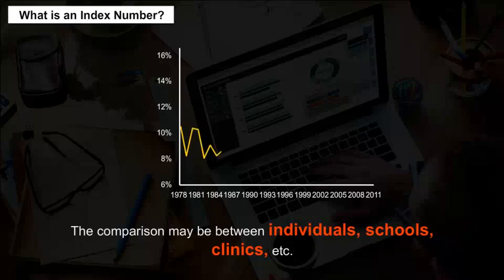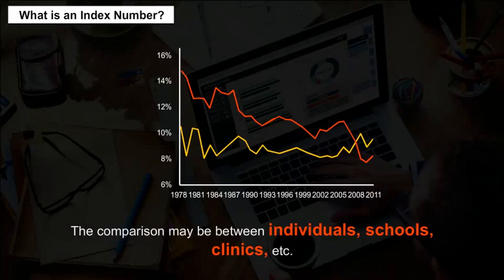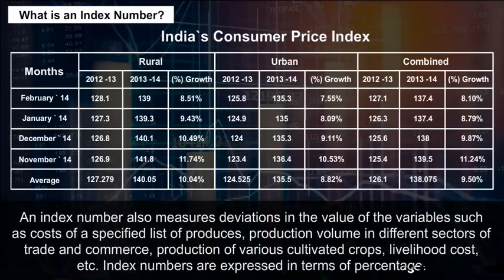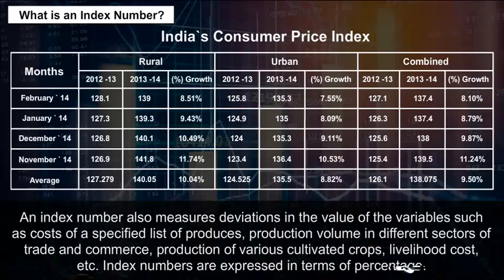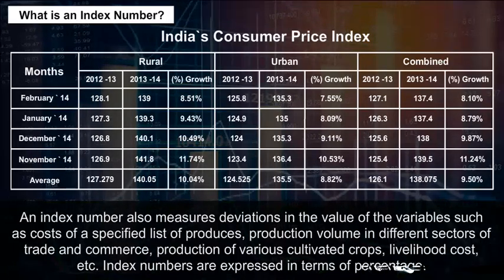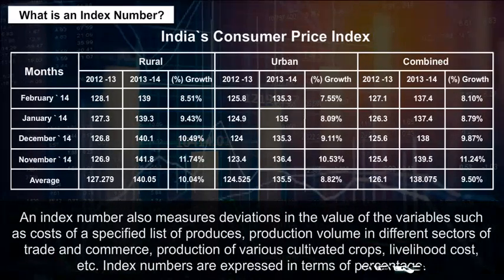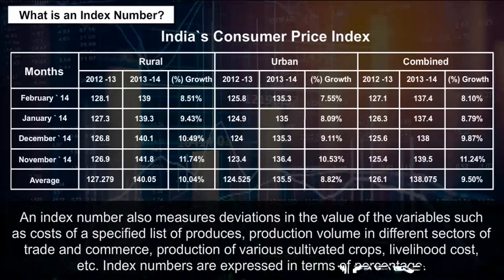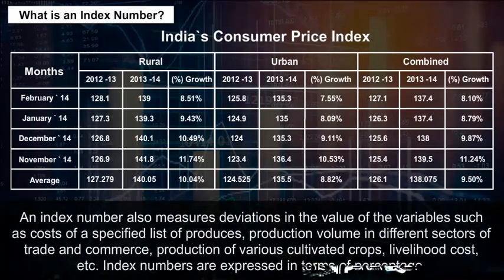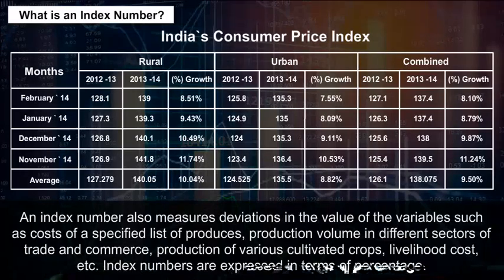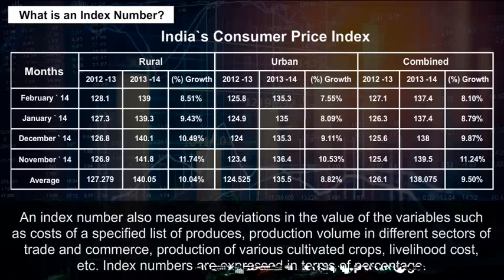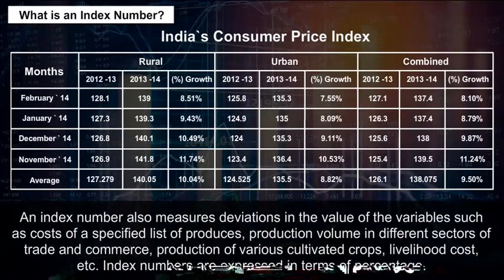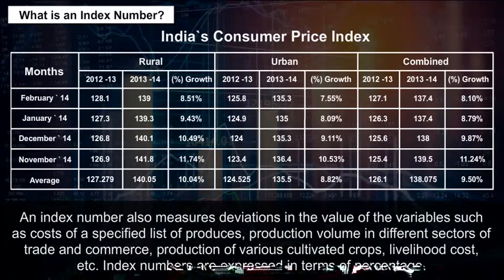The comparison may be between individuals, schools, clinics, etc. An index number also measures deviations in the value of the variables such as costs of a specified list of producers, production volume in different sectors of trade and commerce, production of various cultivated crops, livelihood cost, etc. Index numbers are expressed in terms of percentage.